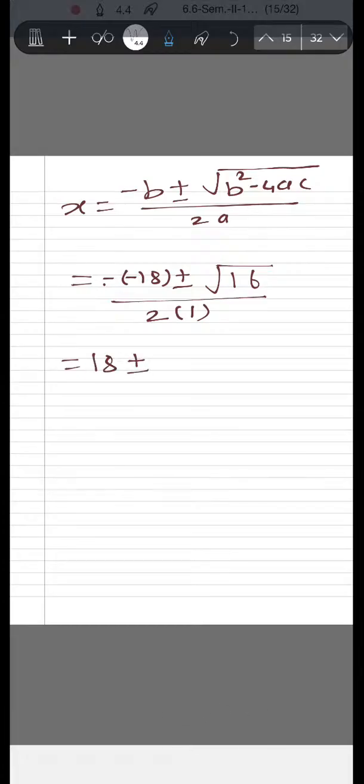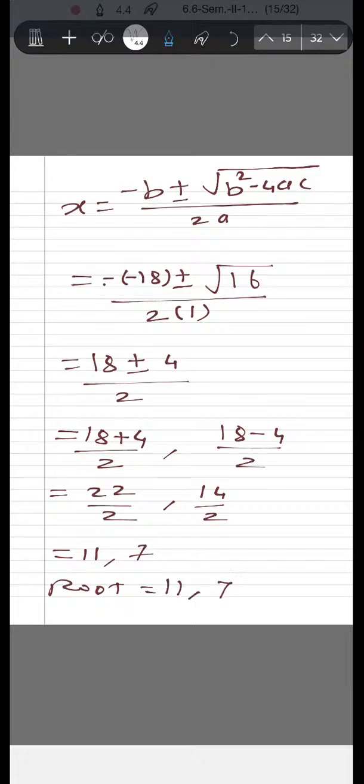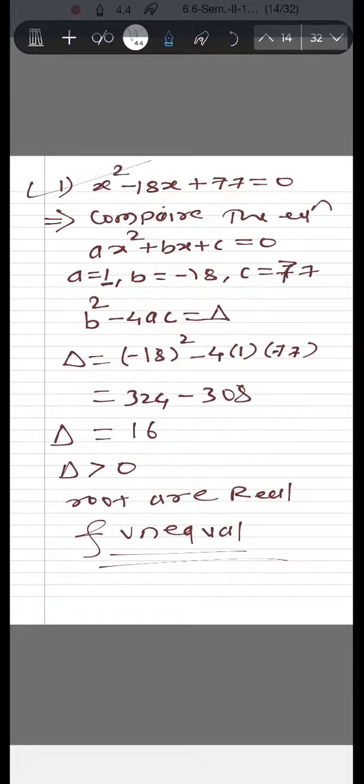Okay, plus or minus square root of 16 is equal to 4, upon 2, correct? See, addition or subtraction, therefore the answer will be 18 plus 4 divided by 2 and 18 minus 4 divided by 2, which is equal to 22 divided by 2, comma 14 divided by 2, which is equal to 11, and the second one is 7. The roots are 11 and 7.